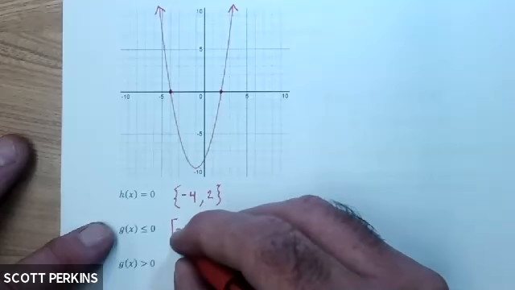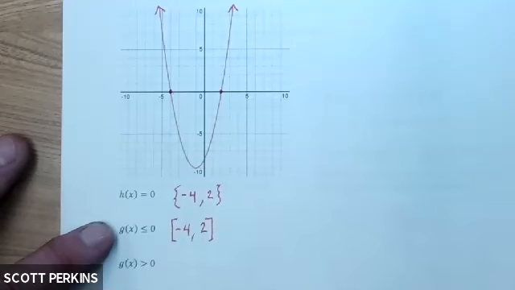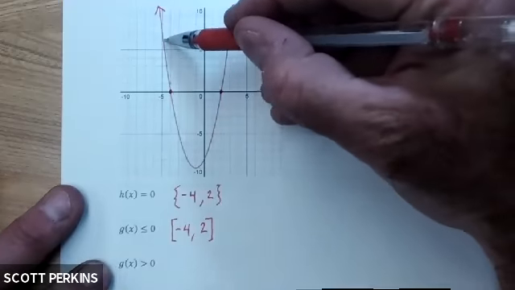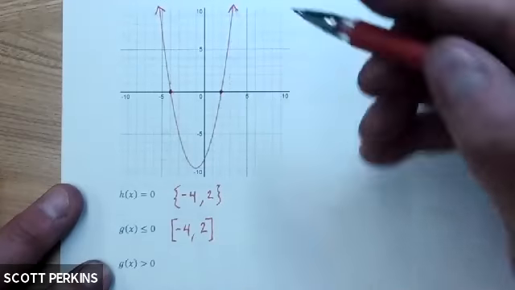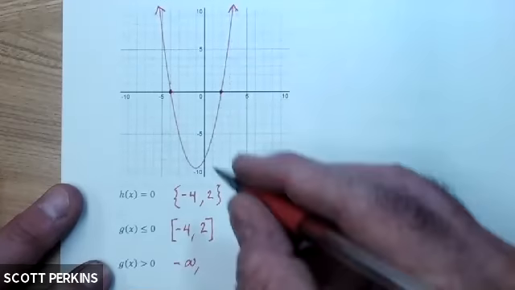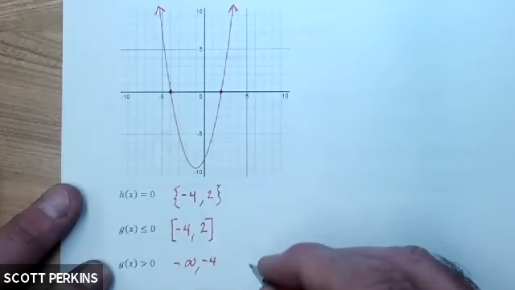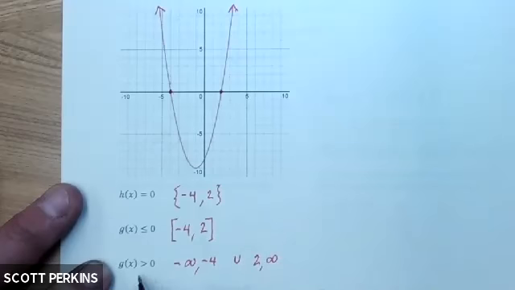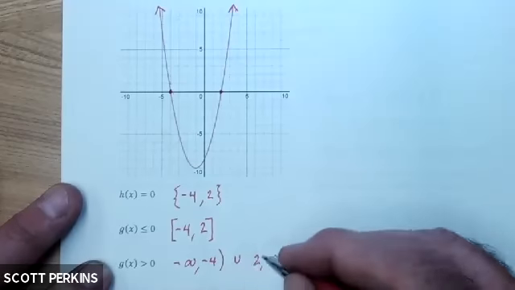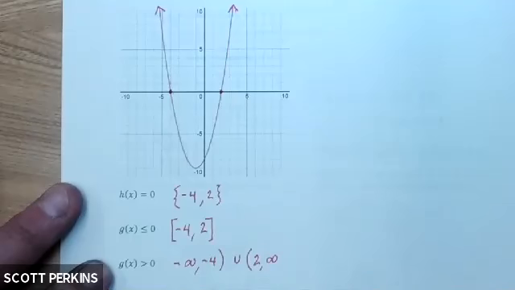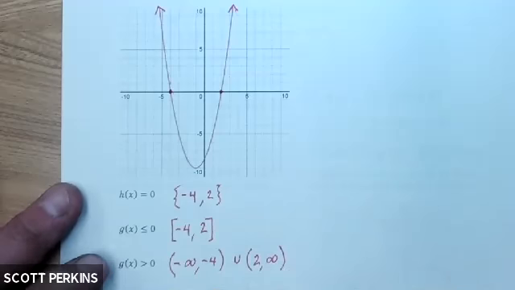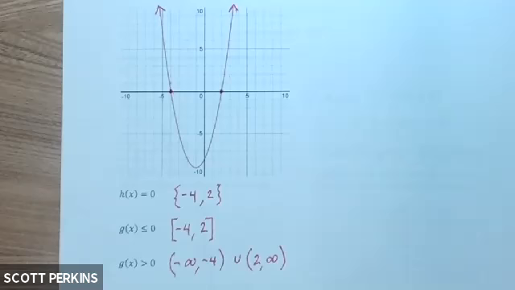Okay, great. I'm glad to hear that we're feeling confident about that. And then where is it bigger than 0? Well, this one's bigger than 0 on the wings. And so that is -infinity to -4, and then union 2 to infinity. Because there's no equal bar at the -4 and the 2, I'm going to put parentheses. And then we always put parentheses at the infinity regardless of if there's an equal bar or not.